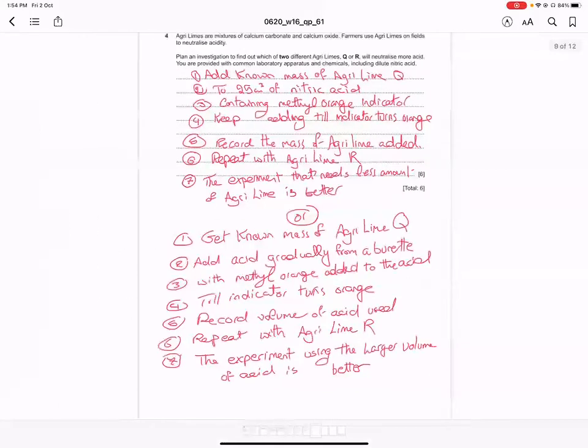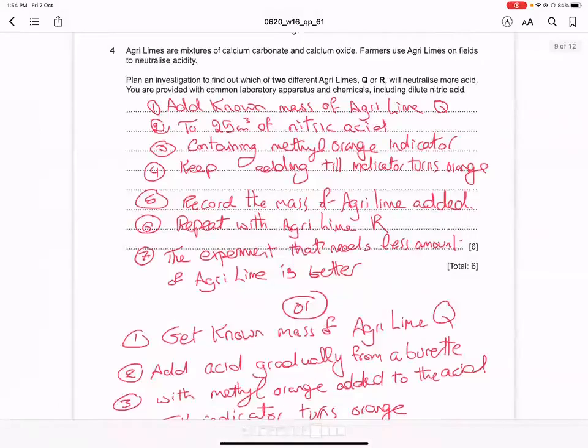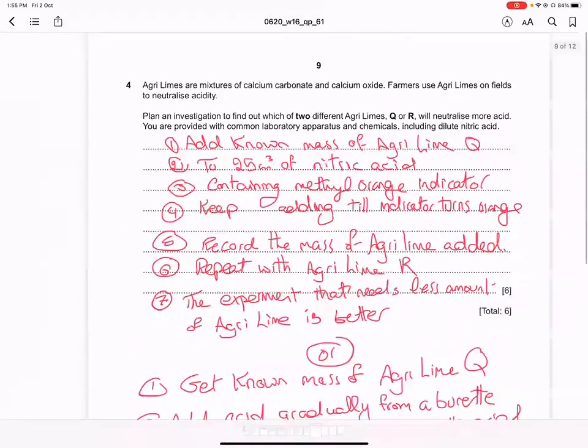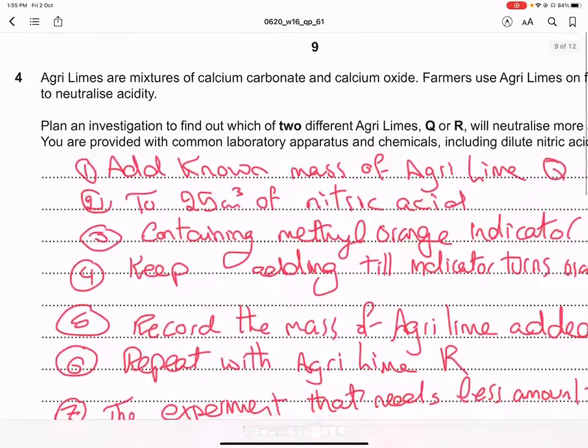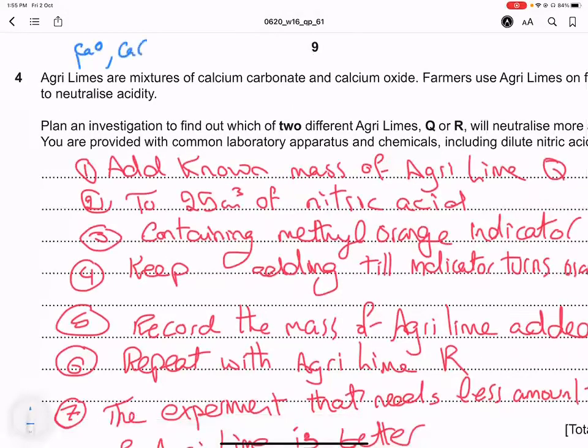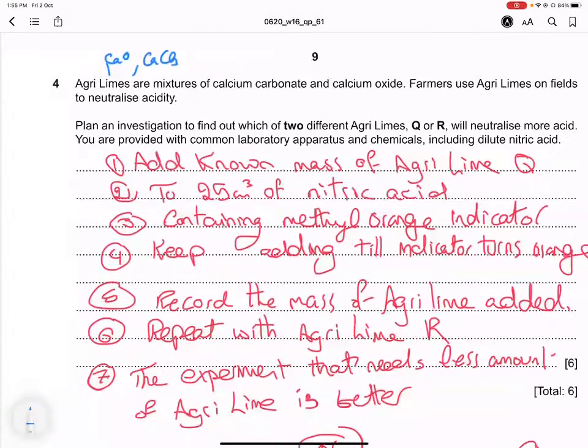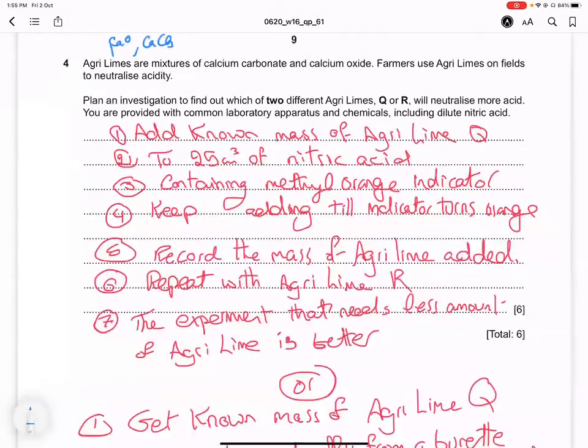Last question, which was not an easy one, so please focus with me. Agri-limes are mixtures of calcium carbonate and calcium oxide. Farmers use agri-limes in fields to neutralize acidity. So they add this thing called agri-lime to neutralize the acid.